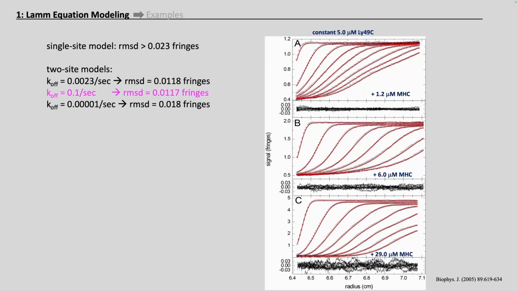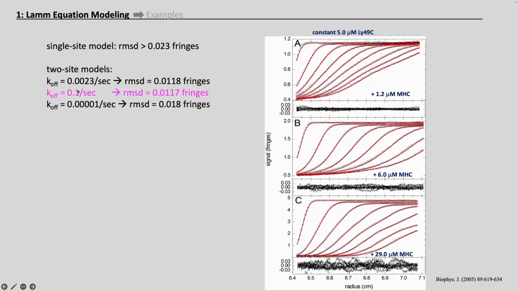Now we can explore the same data with different models. If we use, for example, a single-site model, then the fit gets much worse, almost twice the RMSD, which means that with the Lamm equation modeling as a tool, we can discriminate between the right and imposter models.